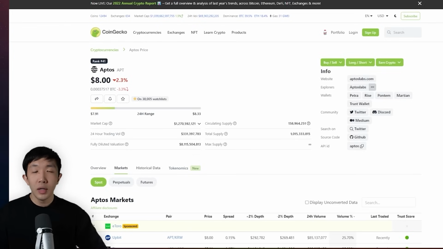So that's all the alpha I have on CoinGecko. This is the absolute must-have tool to learn and master for every crypto investor.